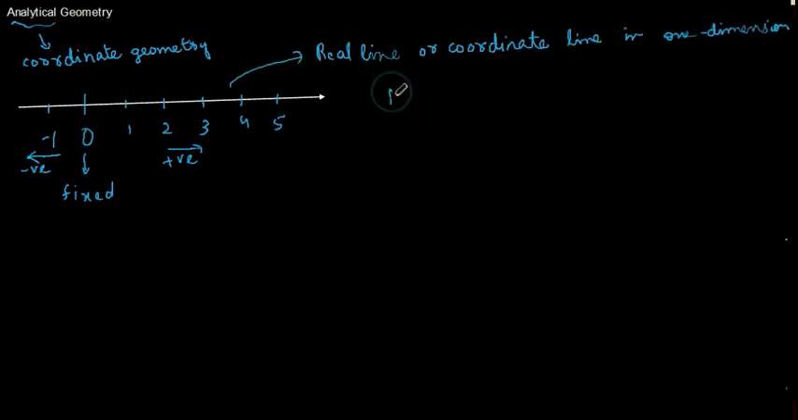This line is usually denoted by R. Now suppose that if we have a point in a plane, then we can locate its position with the help of two coordinates, one along the horizontal axis, usually called the x-axis, and the other along the y-axis.